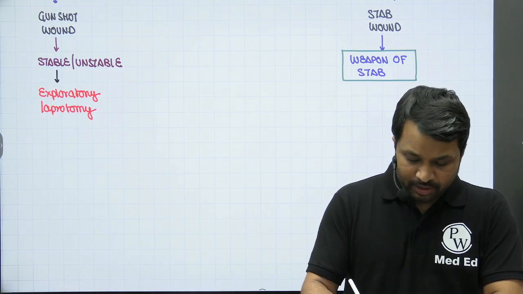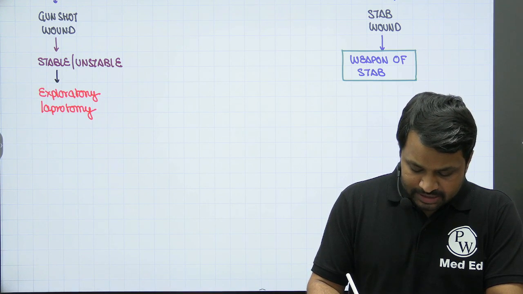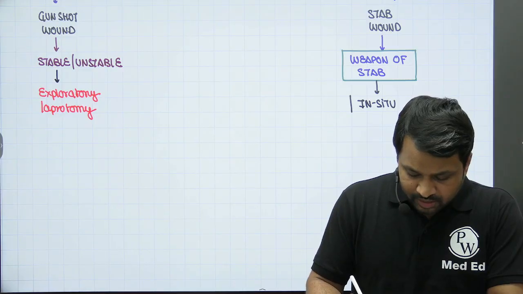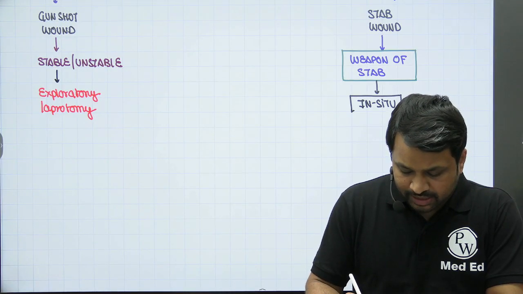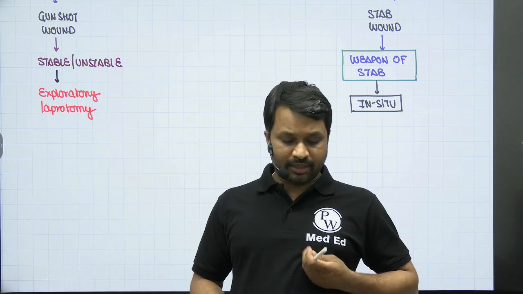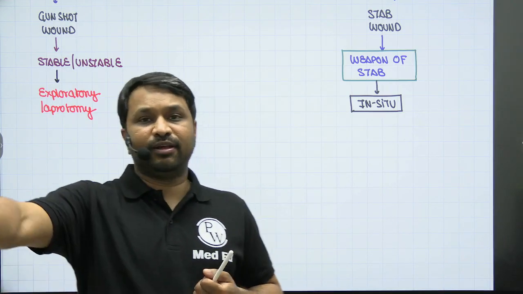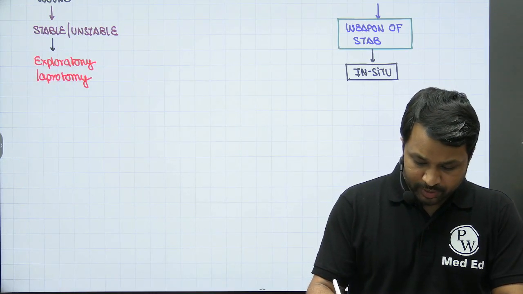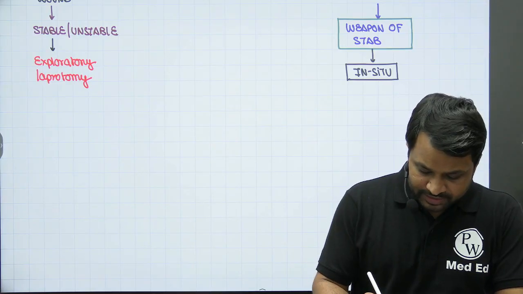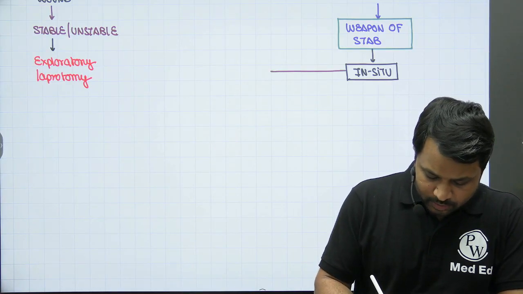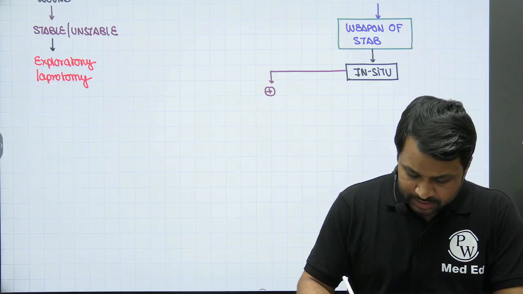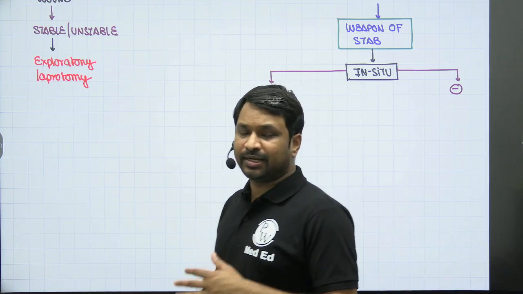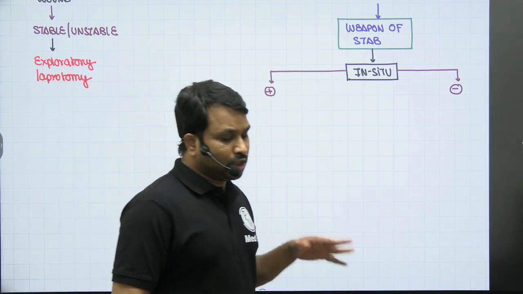Is your weapon of stab in the body or not? So we will assess if the weapon of stab is in situ. That means it is still in the body. We have seen patients who have walked up to the casualty with the knife sticking into the abdomen. They have come like this, there's a knife sticking into their abdomen and they walked right in. So we see whether the weapon of stab is present inside the abdomen, in situ or not in situ.